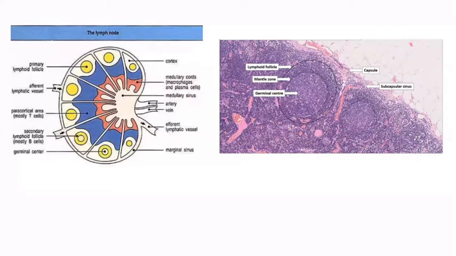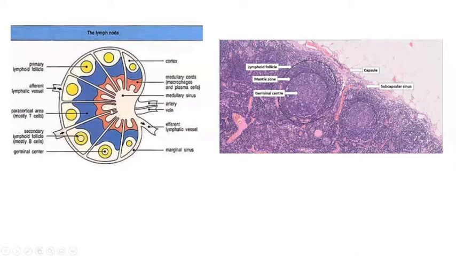Coming to lymph node histology, this is a lymph node histology. You can see this is the outer capsule, and beneath the capsule is the subcapsular sinus, and there are trabeculae which separate the lymph node into different compartments. Then the trabeculae become the medullary sinus, and the sinuses emerge from the hilum as efferent lymphatic vessels.